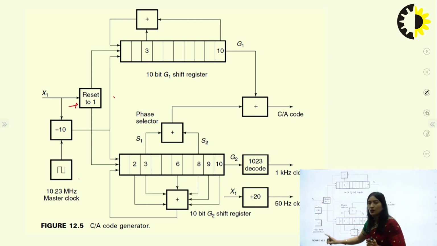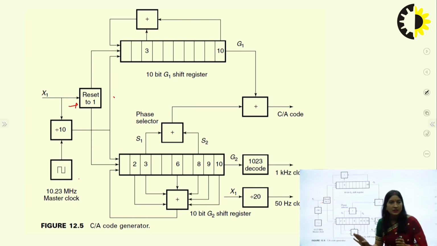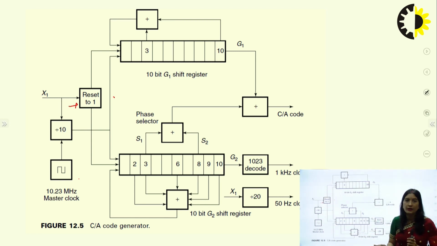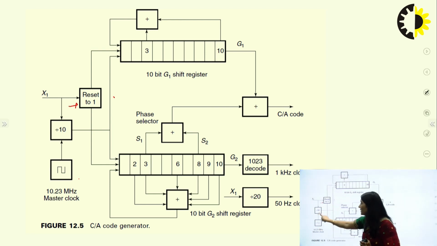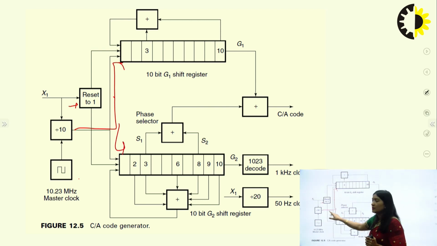Then this is the master clock frequency, and as we know, the master clock frequency is 10.23 megahertz and the clock frequency of the C/A code is 1.023 megahertz. So to get 1.023, what we need to do? We need to divide this frequency by 10, right? So this we have done. Now this signal is given to these two shift registers as the clock frequency to enable them, okay. And then we have reset both the signals to 1.